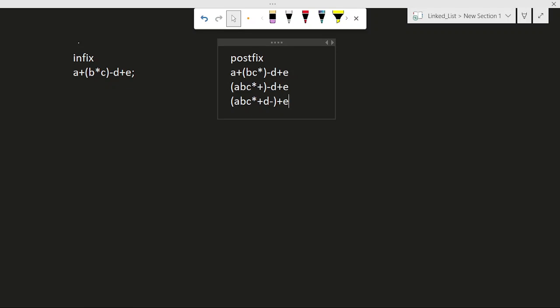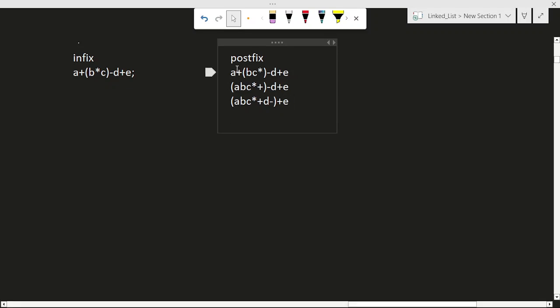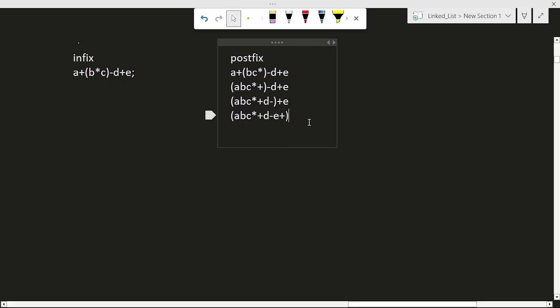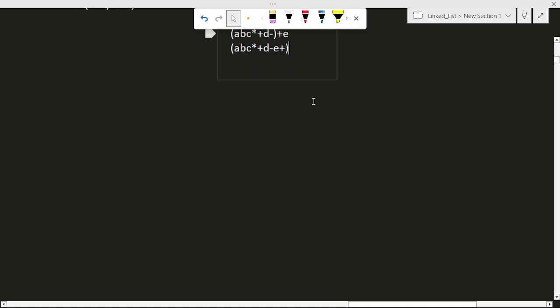So I still have plus here. In this step, I computed for multiplication. Here I computed for addition, then here I have done subtraction. Now addition, let me do it again. The final result will be a b c star plus d minus e, then plus, I need to add at last. This is how the postfix will work.